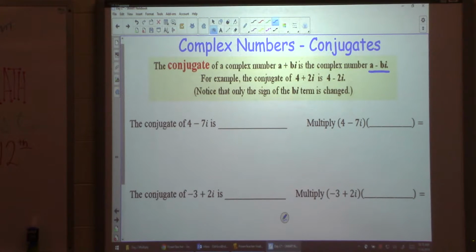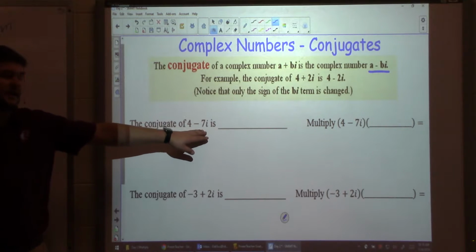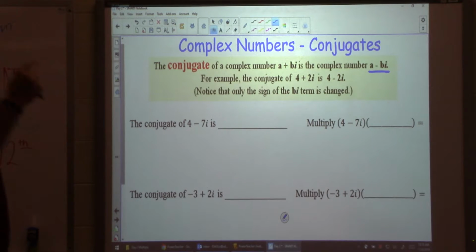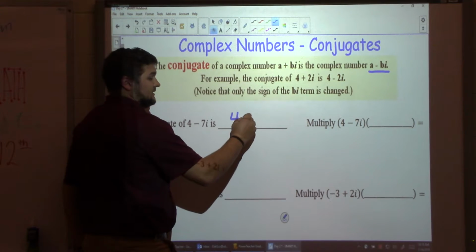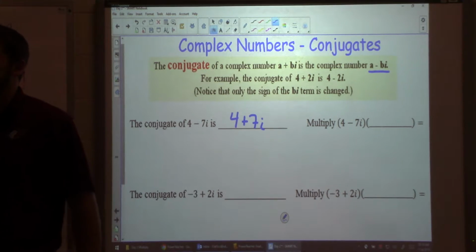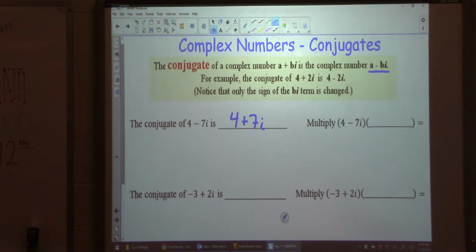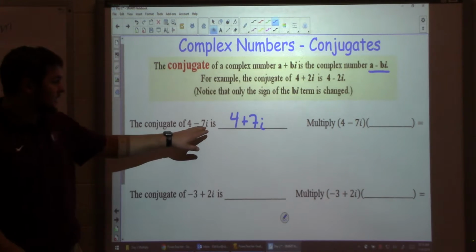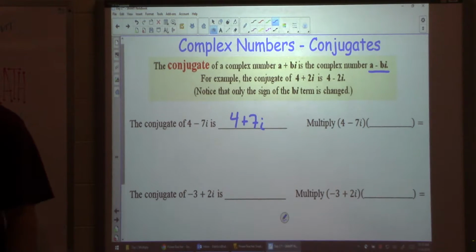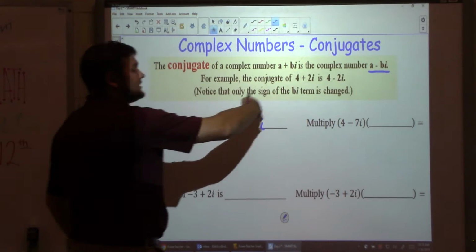And we'll get more into it tomorrow too. So if I have 4 minus 7i, what's my imaginary part? The negative 7i. So the conjugate is 4 plus 7i. Guys, I can guarantee you on the homework they're going to try and trick you and put the imaginary part first. Don't fall for it. We're always changing the sign of the imaginary part. Doesn't matter where it is. The real part stays the same.